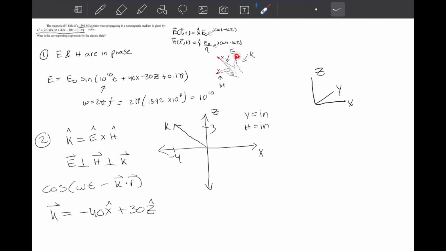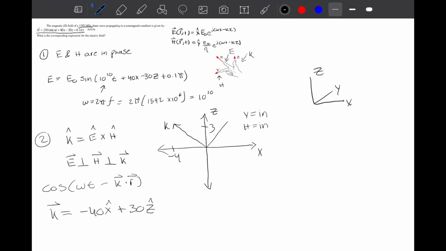So if we take our thumb and point it in the K direction, and we take our middle finger and point it going into the page, we will have our index finger in the first quadrant. So our E field will be labeled as 3, 4, and this is because the angle here needs to be 90 degrees.